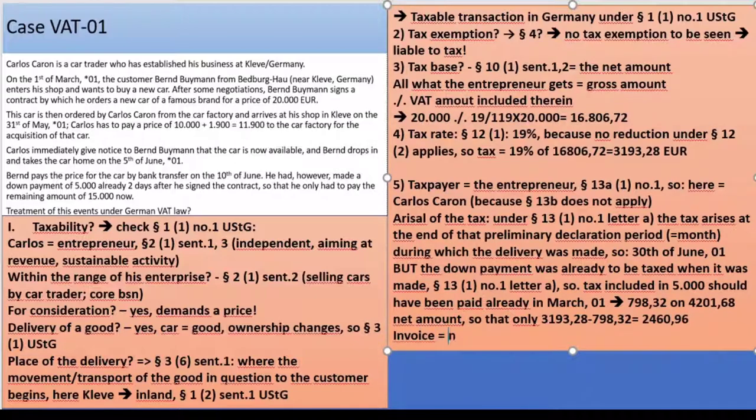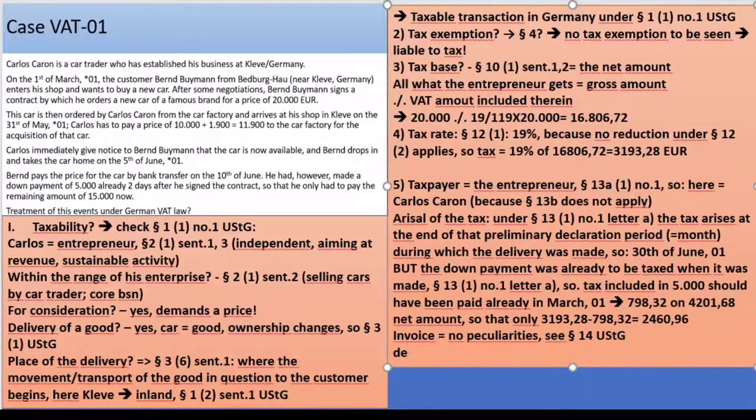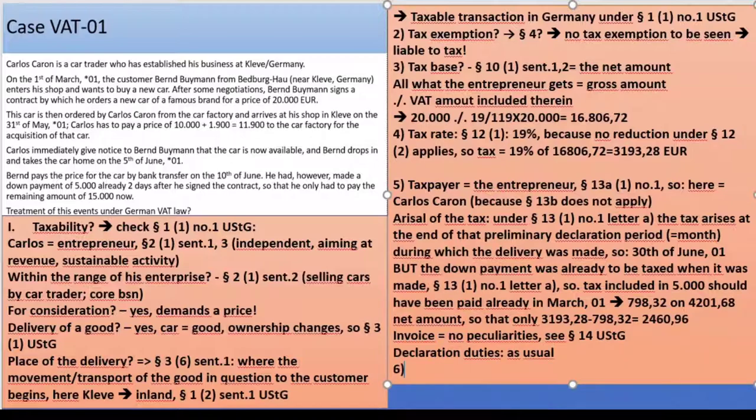Invoice, no peculiarities. He has to write a regular invoice under the rules of paragraph 14 UStG, naming all details and declaration duties. Okay, as usual, nothing special, no peculiarities.